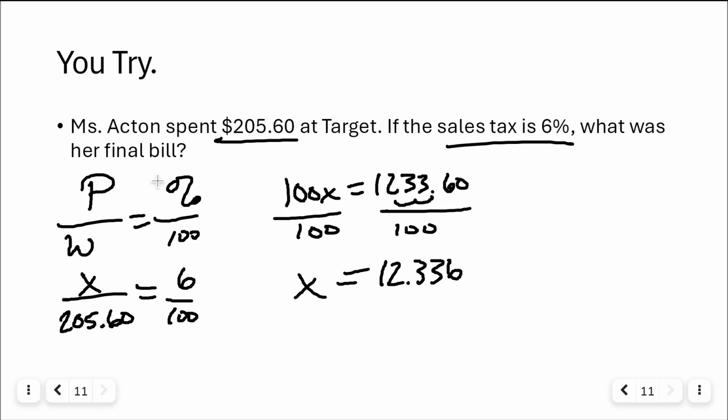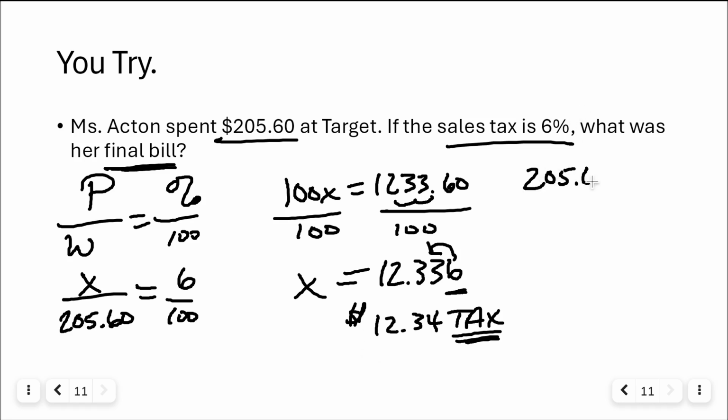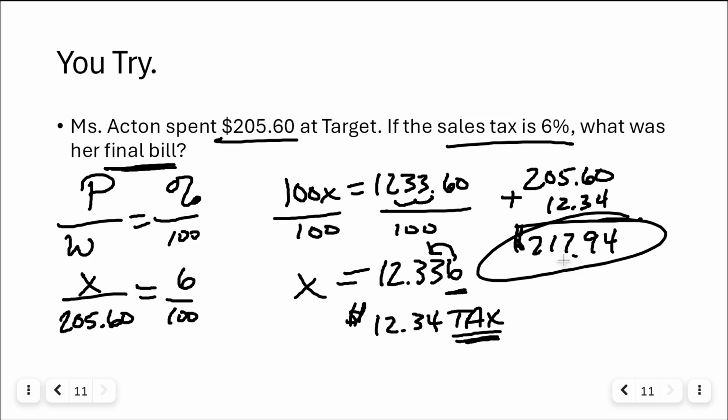Okay, but we're talking about her final bill. This is money. So I'm going to use this 6, round this 3. 12.34. Now, what does the 12.34 represent? The question is, what's her final bill? This is the tax. So it's 12.34 in tax. So I've got to add that to the 205.60. I'm going to add those together. And her total is $217.94.